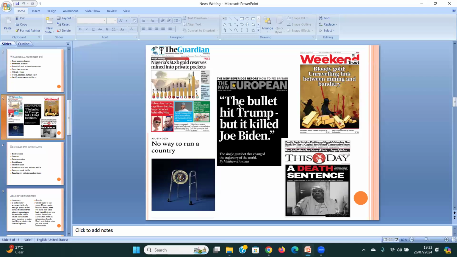Luck was on his side. He had just escaped death. He's likely being projected to be the next incoming president. Whatever may be his baggage and all, things were looking good for Donald Trump. That was at the time when this newspaper captured this: "The bullet hit Trump, but it killed Joe Biden."